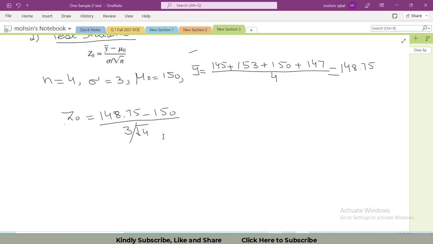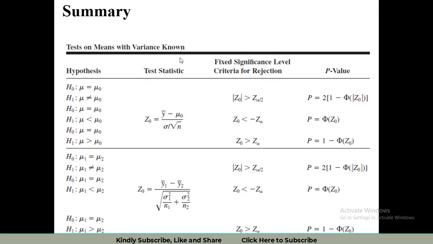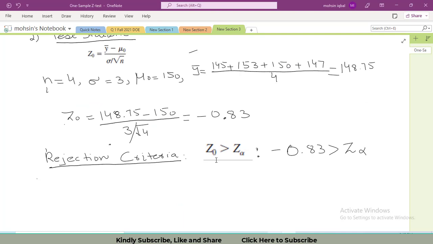After that, we will put these values in our z naught formula. So I have put the formula. Now I will solve it using the calculator. I got z naught equal to minus 0.83. Now the next step is to get the value of the rejection criteria. The rejection criteria is: if z naught is greater than z alpha, we will reject our null hypothesis. So this is my rejection criteria.